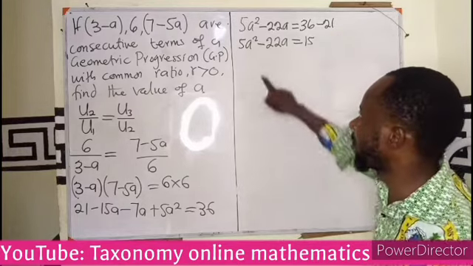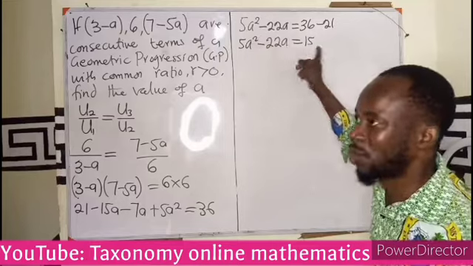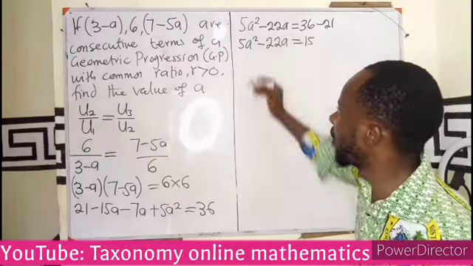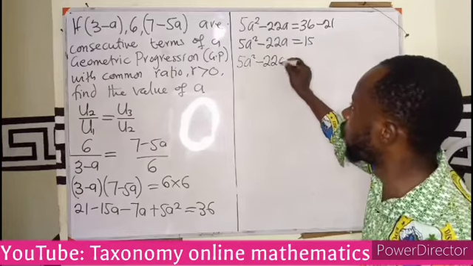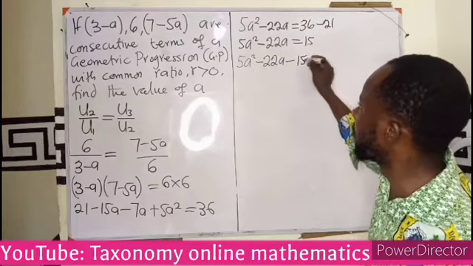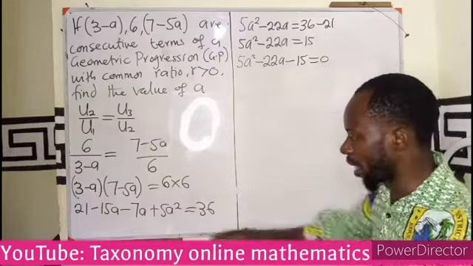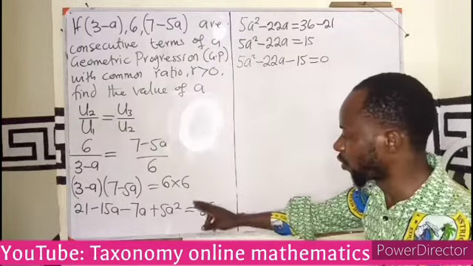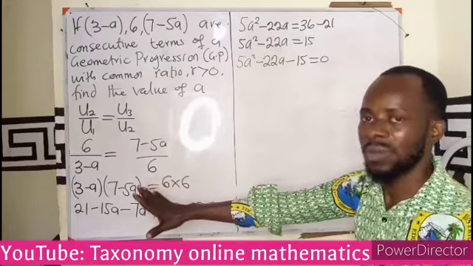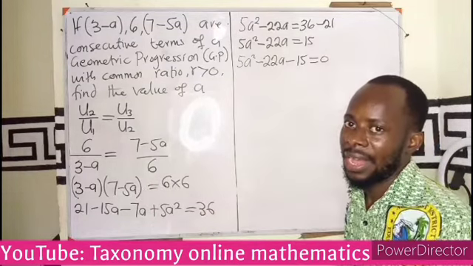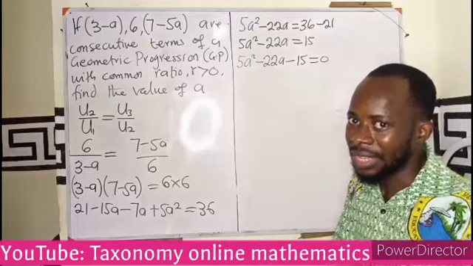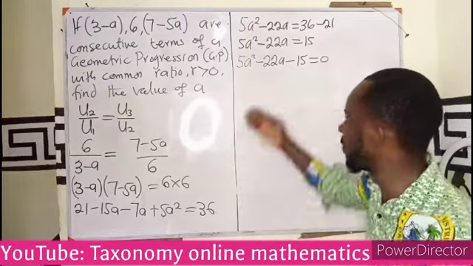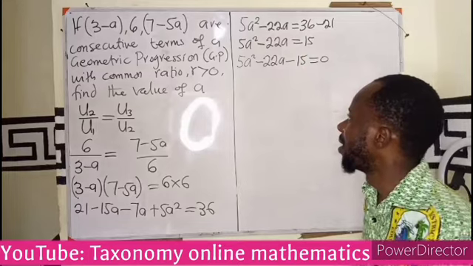And I can see that it's a square, single. So I'll move them together to form a quadratic equation: 5a squared minus 22a minus 15 equals 0. You can also send 36 to join the positive 21, which gives a negative 15 right away, then here will be 0. It's the same thing, so we have our values.